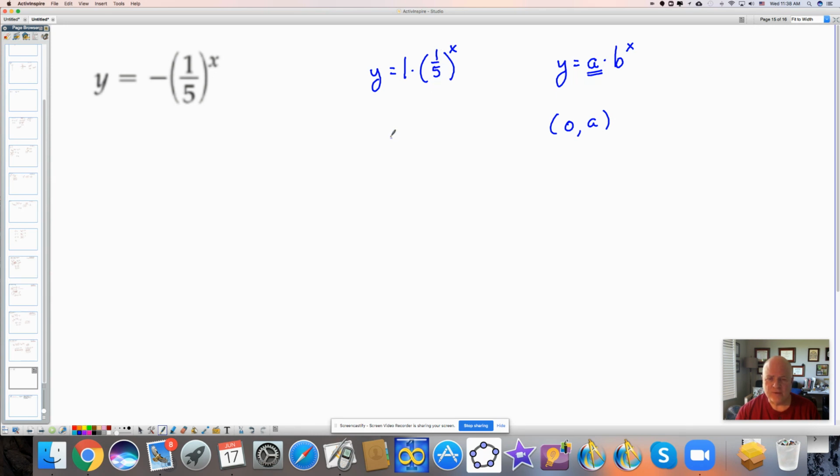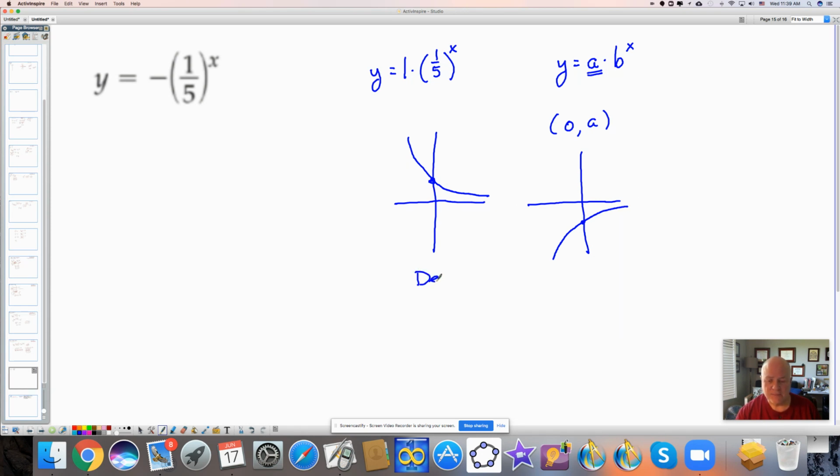And at 1/5, it's going to decay. So it would look something like this. It's going to go through the point (0, 1), and it's going to decay, because 1/5 to the 0 power would be 1, 1/5 to the 1 power would be 1/5, 1/5 to the 2 power would be 1/25, and it gets smaller and smaller. If I put a negative sign in front of that, it's going to be the same thing, only flipped over the x-axis. So it would look like this, where it's going to be (0, -1), and again, it's going to get smaller and smaller. And this is decay.